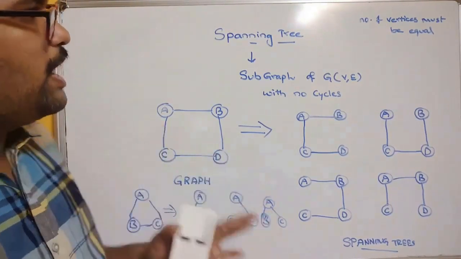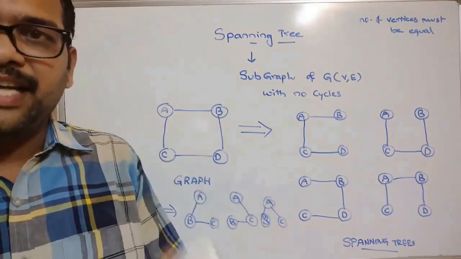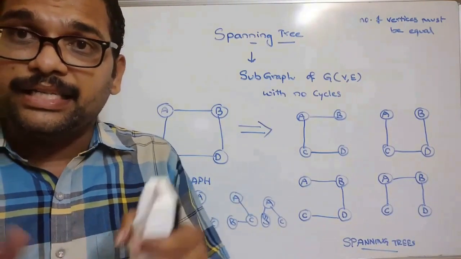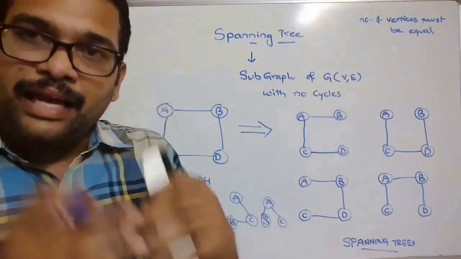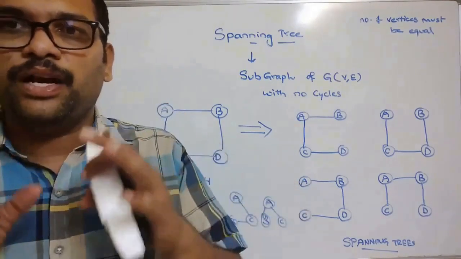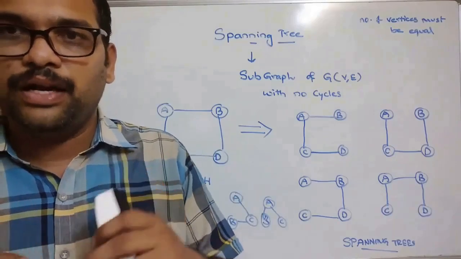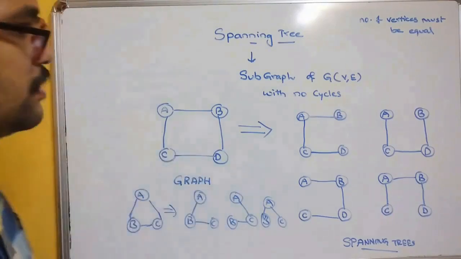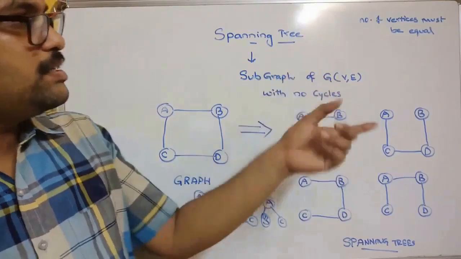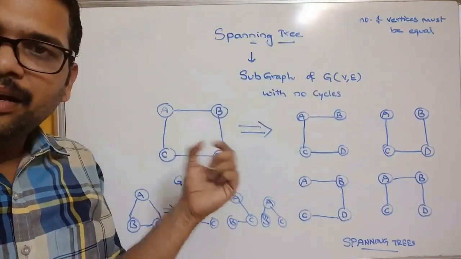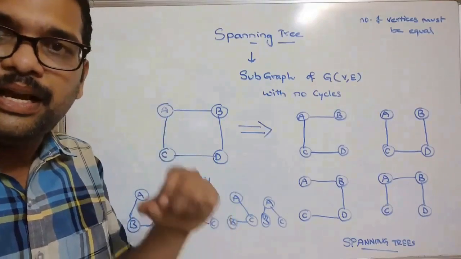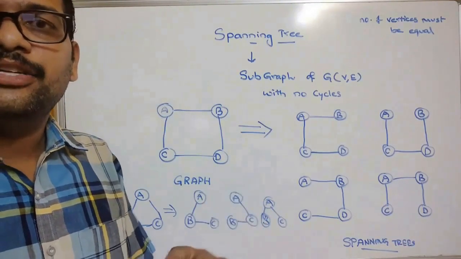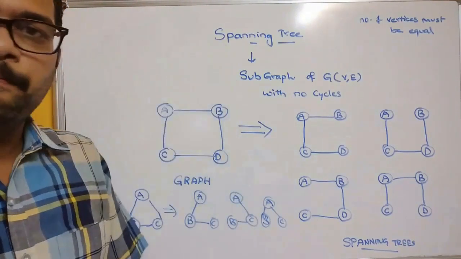So hope you got an idea about this spanning tree. What exactly is a spanning tree? A spanning tree is a subgraph of the original graph with n vertices and n minus 1 edges, right? So we need to follow 3 points. One, all the vertices should be connected. Two, if n vertices are there, n minus 1 edges should be there. And three, there should be no cycles. So this is all about our spanning tree.